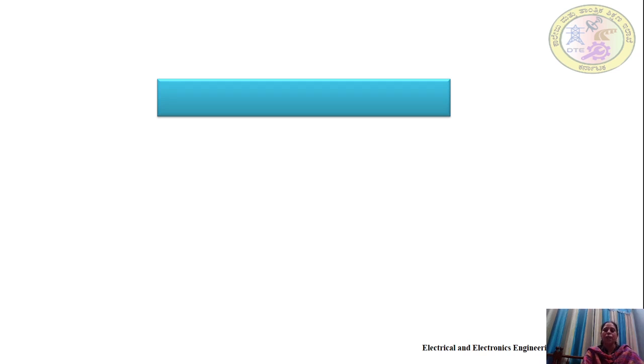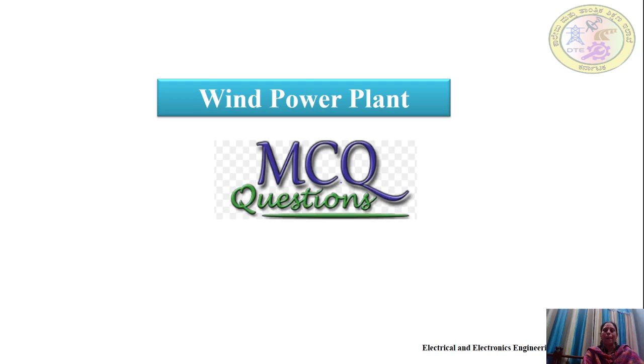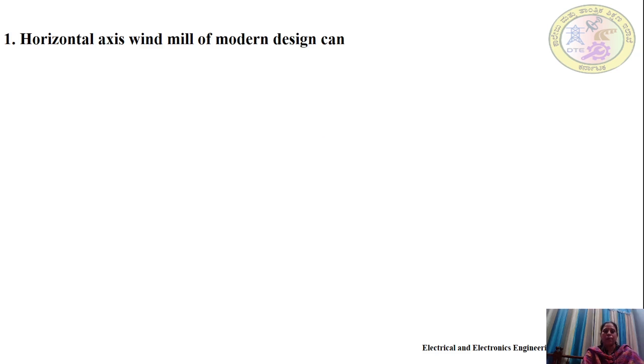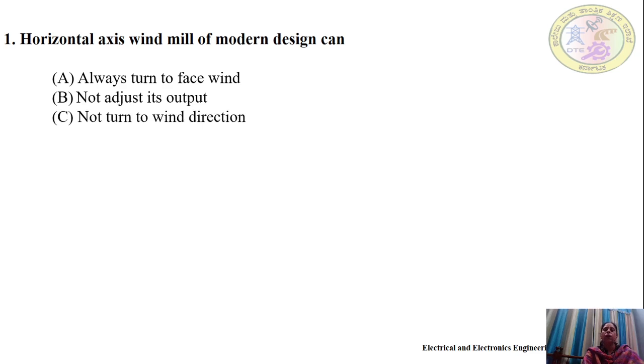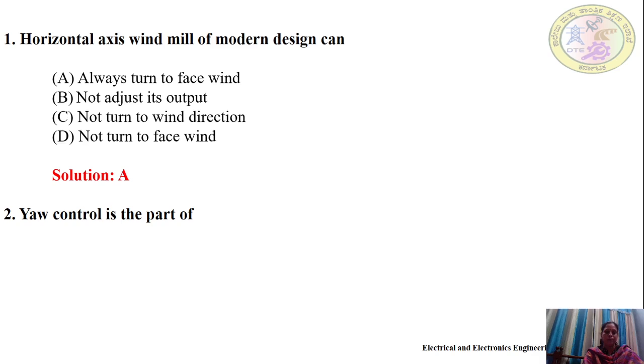Now we will see some MCQs. A horizontal axis windmill of modern design can always turn to face the wind, not adjust its output, not turn to wind direction, not turn to face the wind. We have seen that the nacelle can be rotated in order to face the wind. So this answer will be: always turn to face the wind.